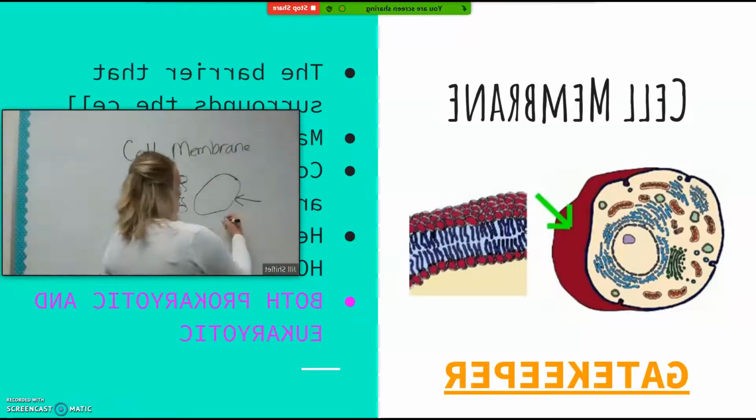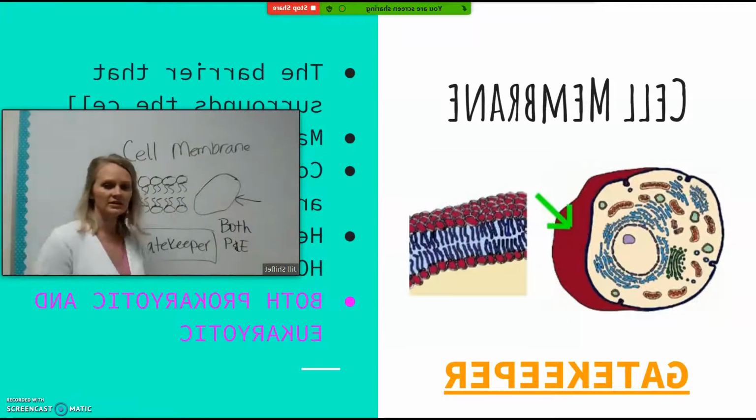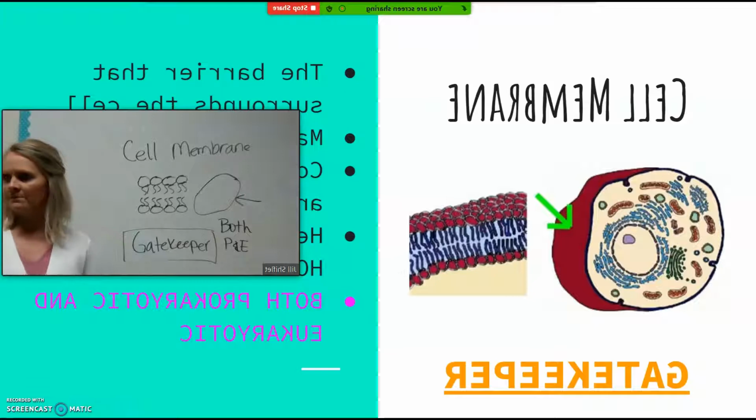And then we need to make a note that a cell membrane is in both a prokaryotic and eukaryotic cell. So I'm just going to write P for prokaryotic, E for eukaryotic. So we find them in both prokaryotic and eukaryotic cells.